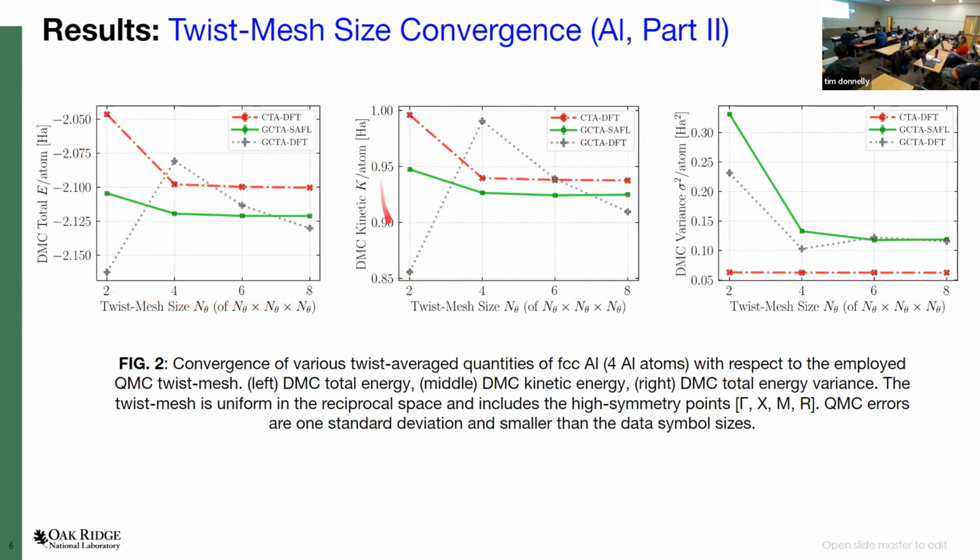And also, if you look at the energy components, such as kinetic energy, you will see a similarly robust convergence of the components. And on the right, this is the total energy variance. In this case, the CTA total energy variance is actually smaller than the GCTA methods. And this is actually expected because now you have charges for your K-point twists. And this is the price that you have to pay to get the lower total energies.